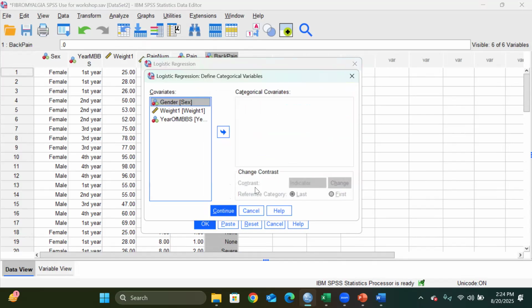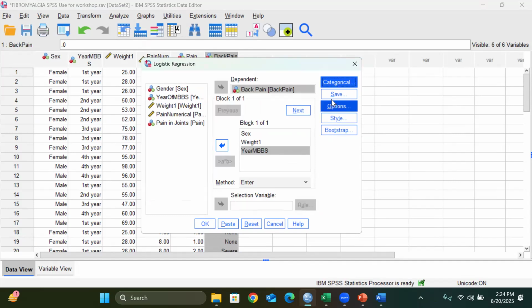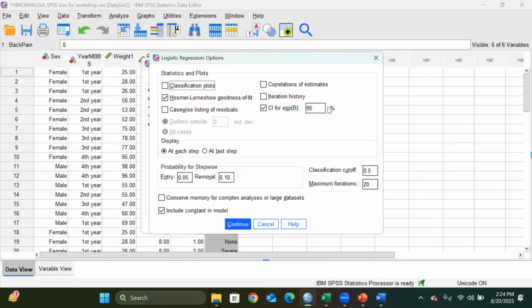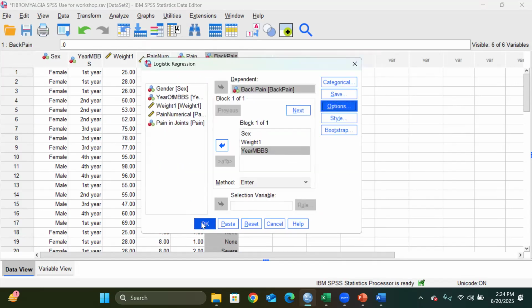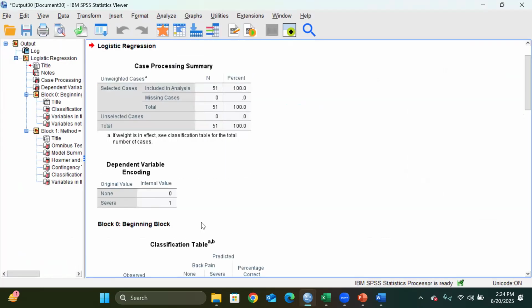In the categorical section, I don't need to explain it. In options, I will choose the Hosmer-Lemeshow goodness of fit. Classification plots, I don't need. Confidence interval, I will press OK. Display at each step, include constant in model, continue. Okay, so I will be explaining this stuff to you guys.